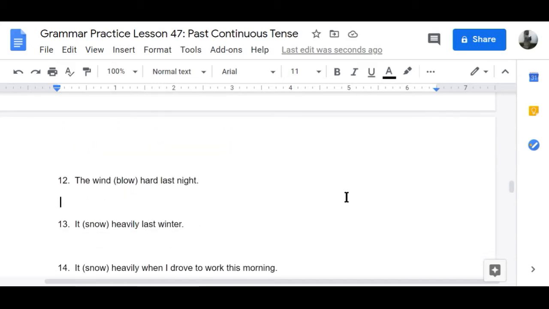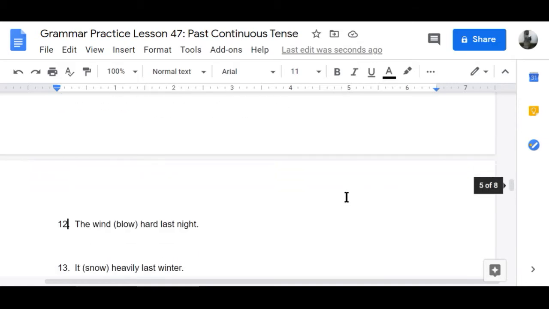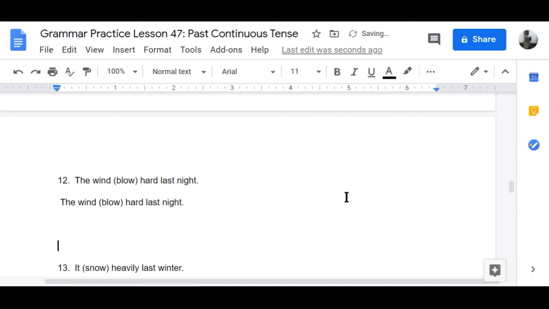12. The wind hard last night. Now, guys, just about last night. Blow, past tense, blew. The wind blew hard last night.